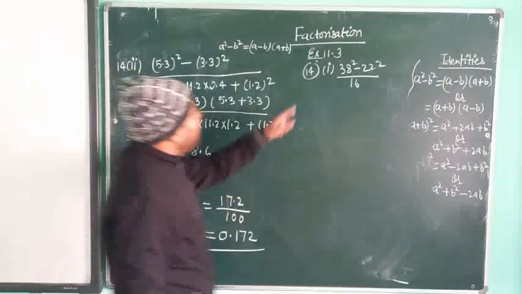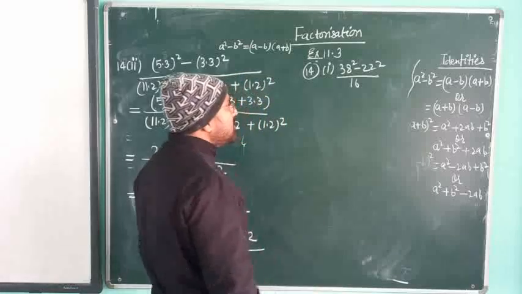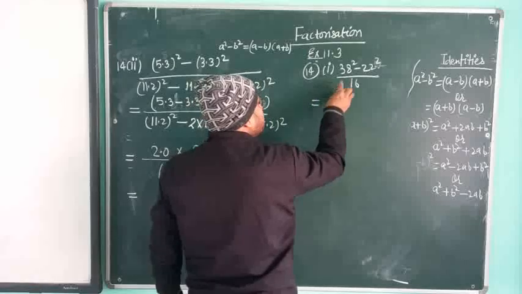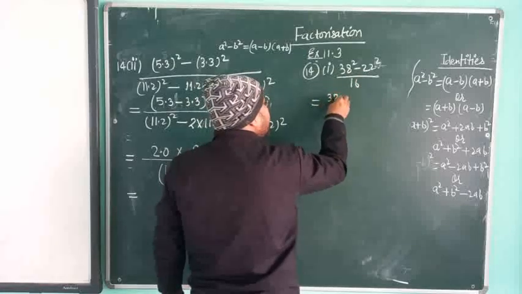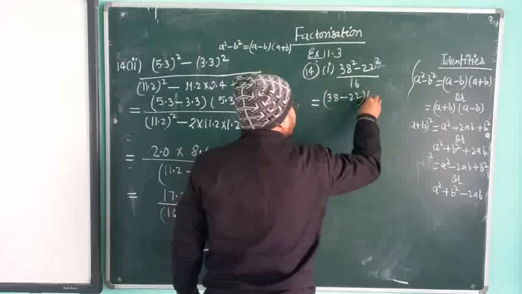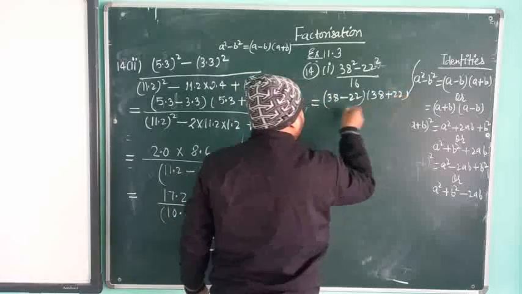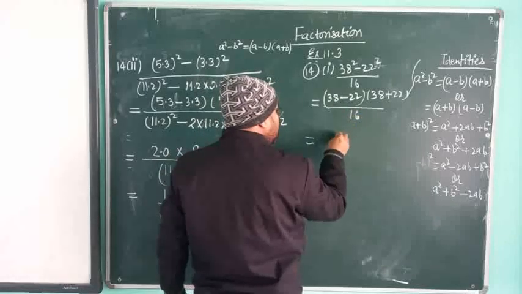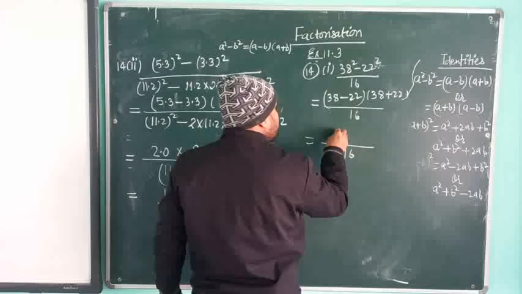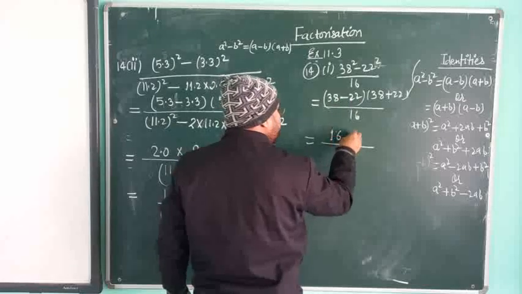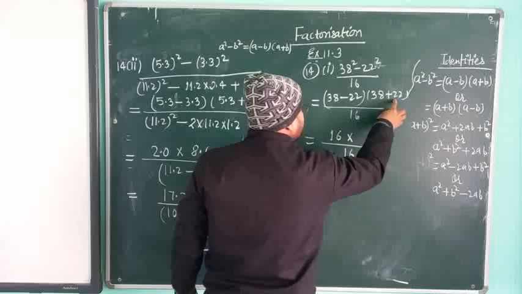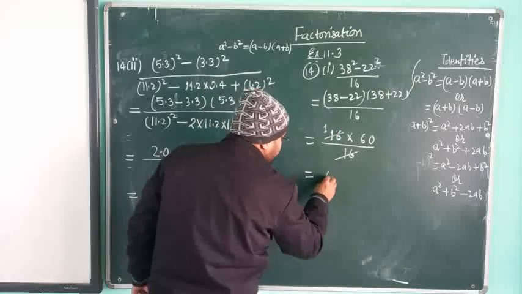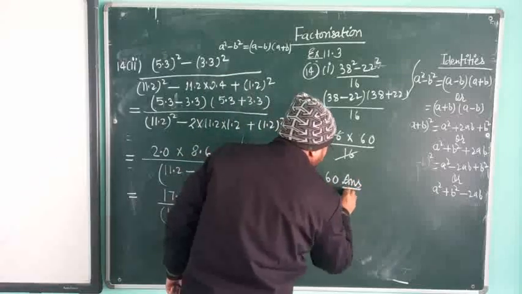Now see this question number 14. First one: 38 square minus 22 square upon 16. If you solve this one, a square minus b square. 38 minus 22 in one bracket and 38 plus 22 in another bracket upon 16. So 38 minus 22, you will get here 16, and 60. 16 is going to be cancelled by 16. You will get 60 as your answer for this question.